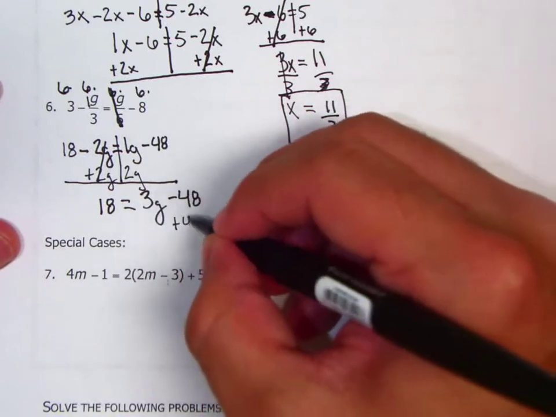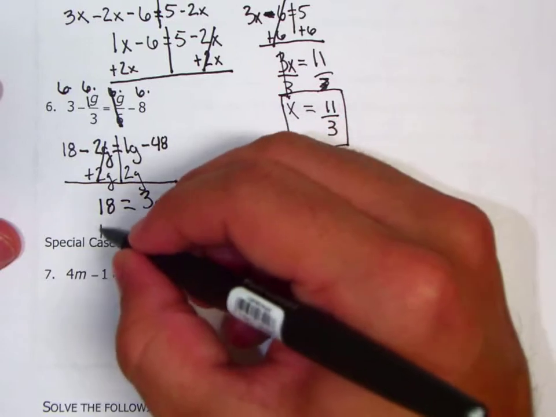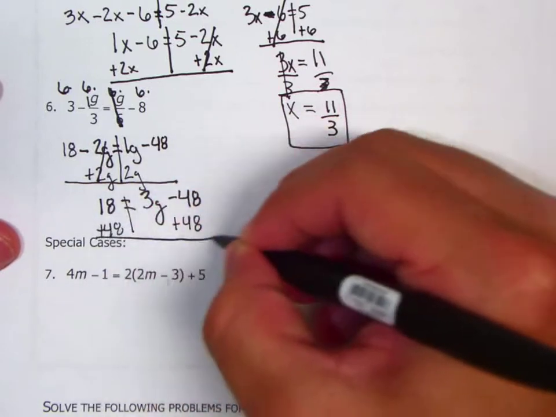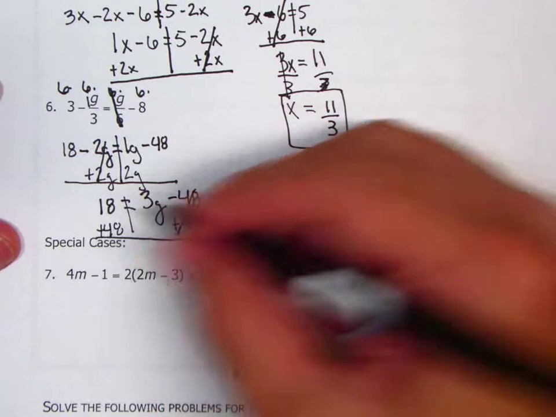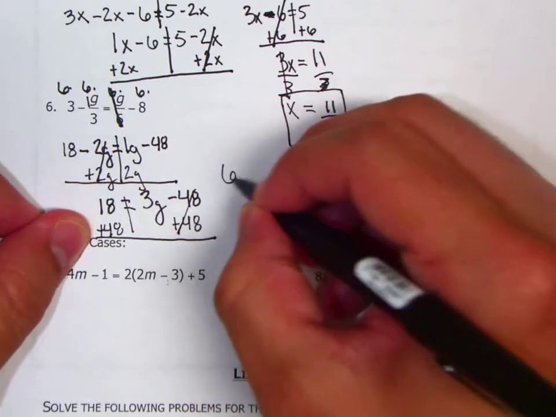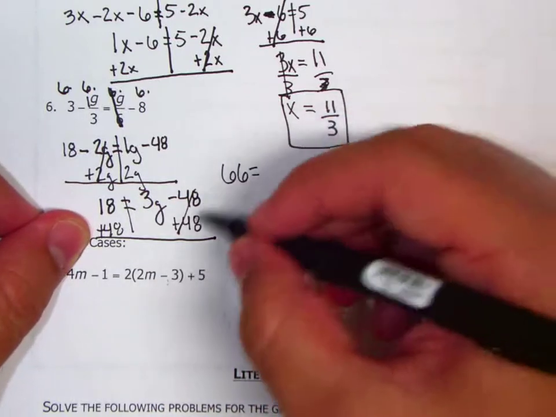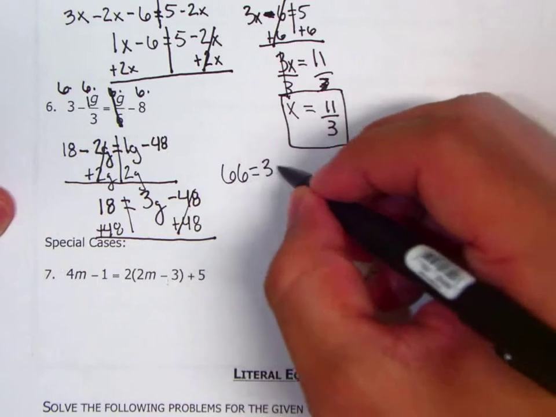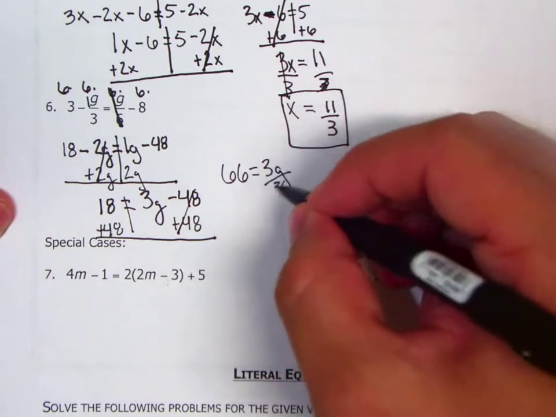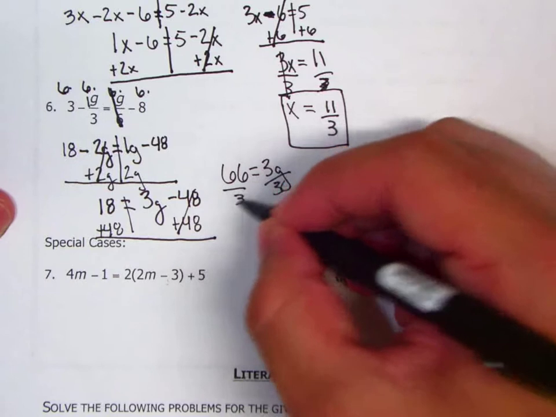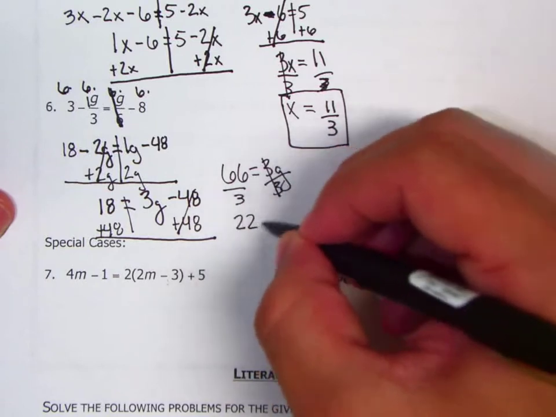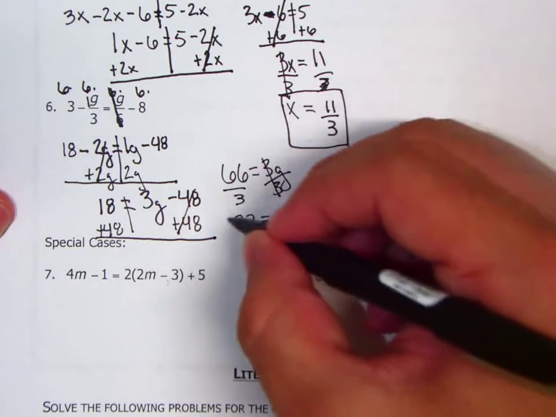Then you're going to add 48. Add 48. These cancel. On the left side, 18 plus 48 is 66 equals, and on the right side is 3g. Divide both sides by 3. 66 divided by 3 is 22 equals g.